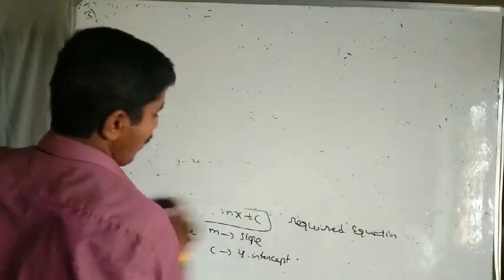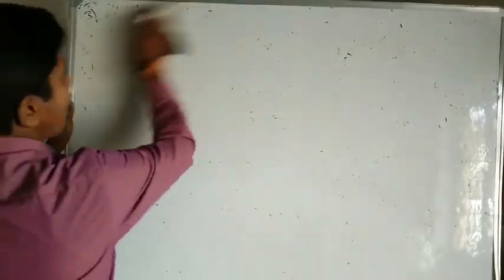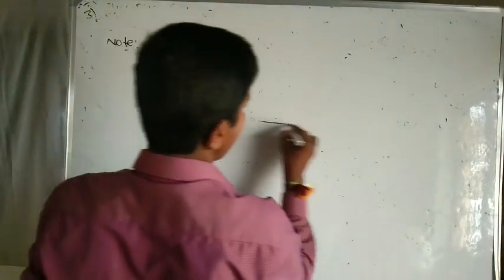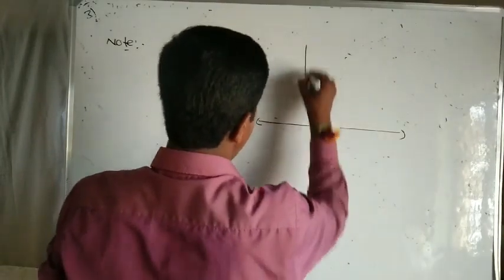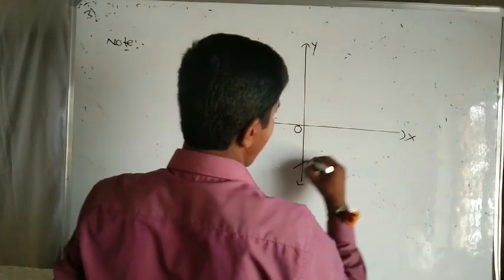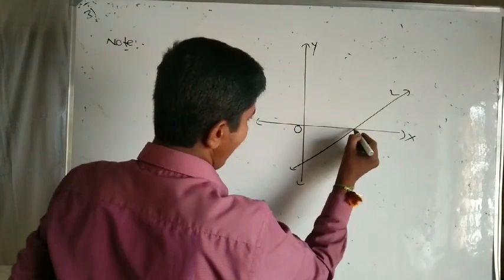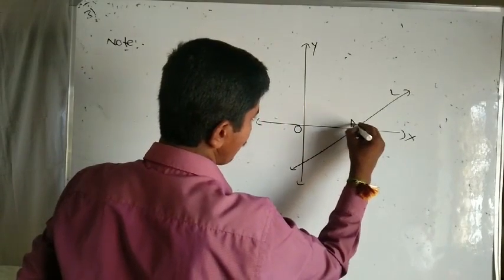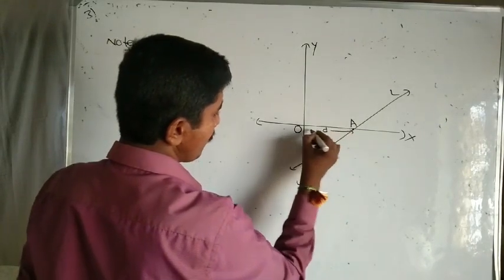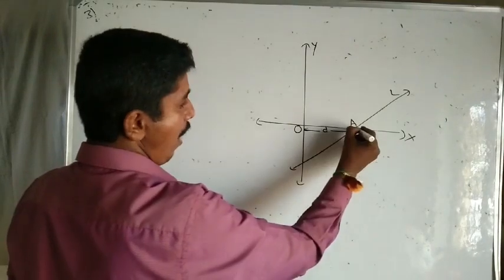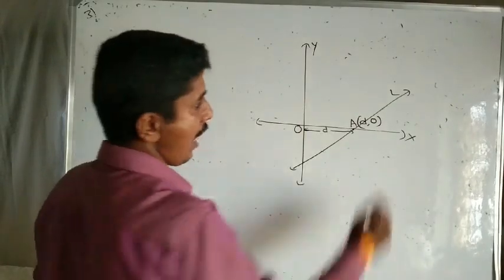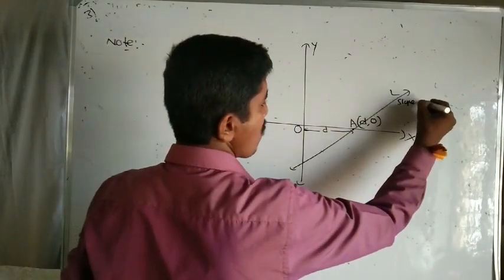So next, an important point. Suppose the line cuts the x-axis. I will give the notes, just understand the concept here. Take the x-axis, y-axis, and O the origin. The line cuts the x-axis at point A. At point A, let us take the distance d, small d. Point A lies on the x-axis, so its x coordinate is d and its y coordinate value is 0. And the slope of the line I am denoting by m.